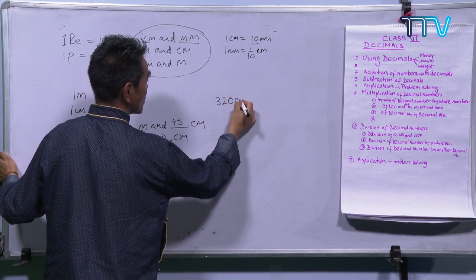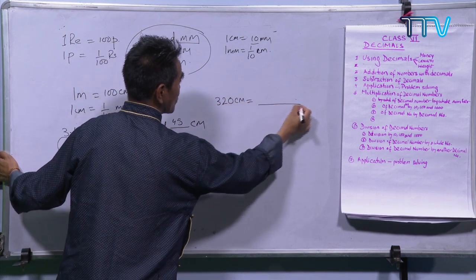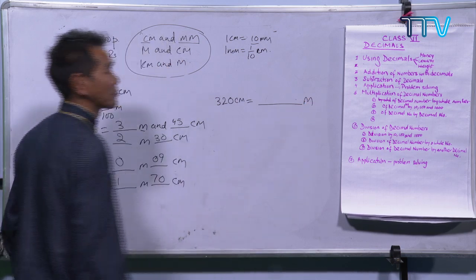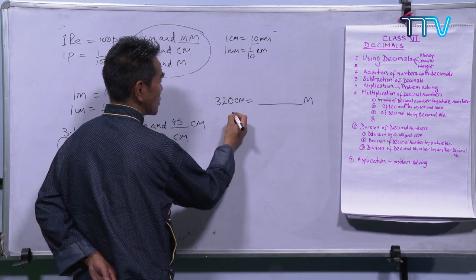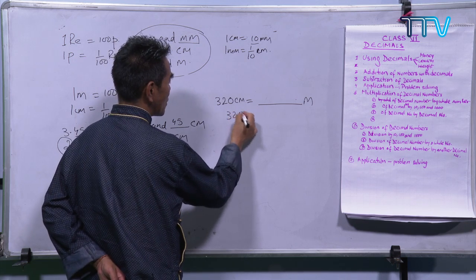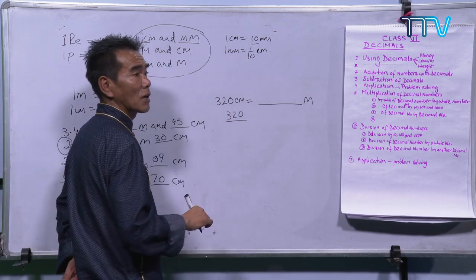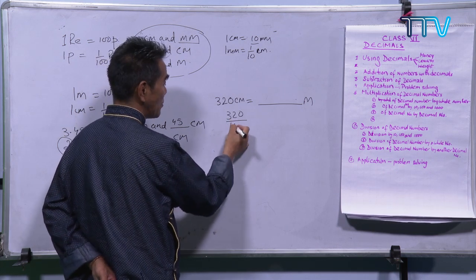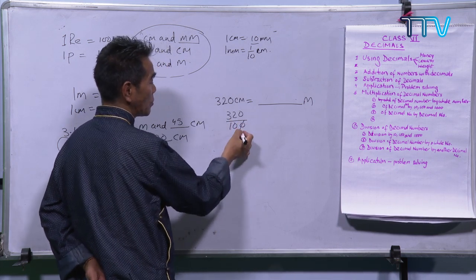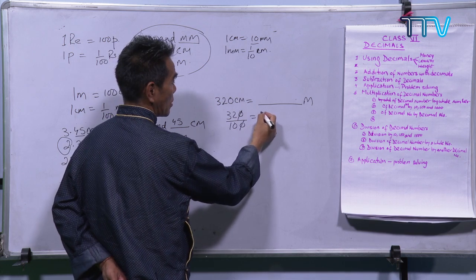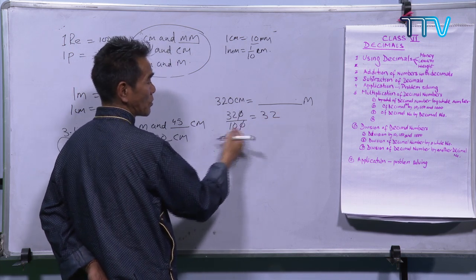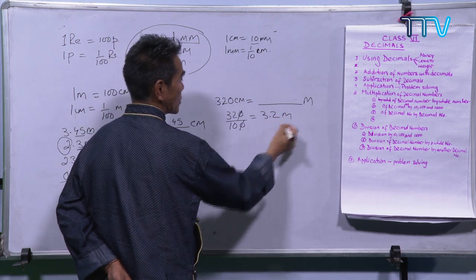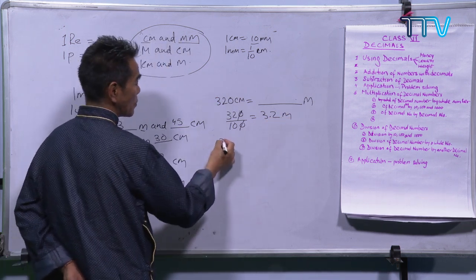320 centimeter. You are asked to change into meter by using decimal. 320 centimeter, meter. Remove the 0, then you have 32, and it becomes 3.2 meter.